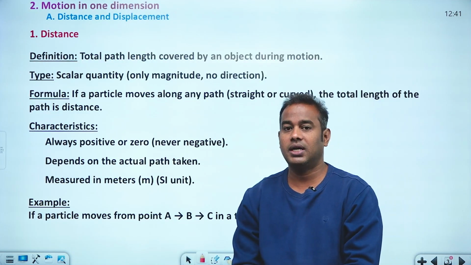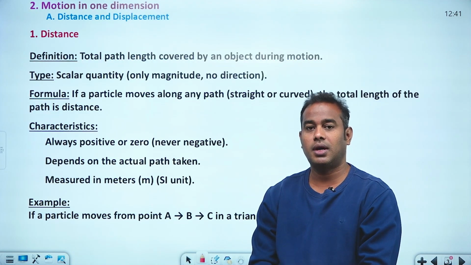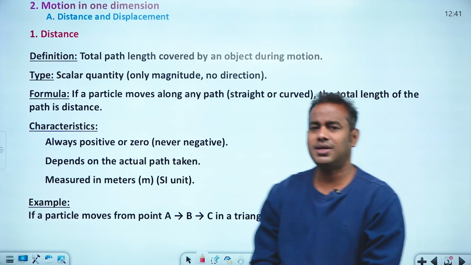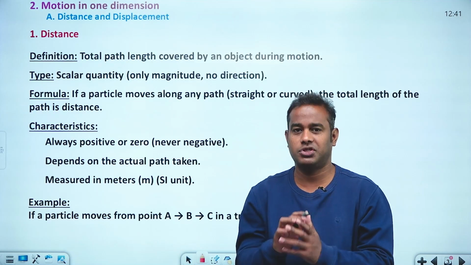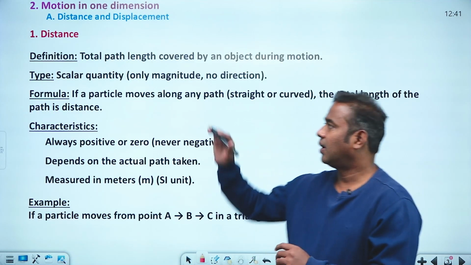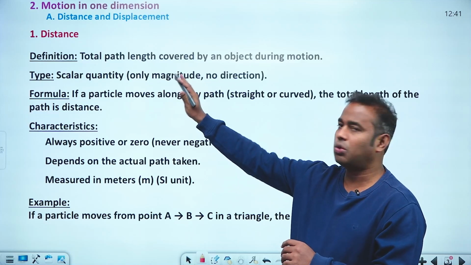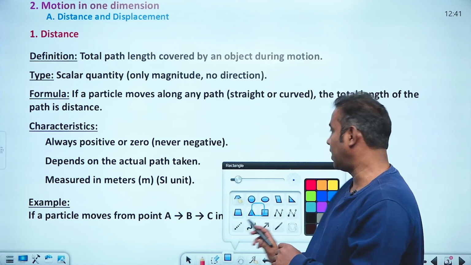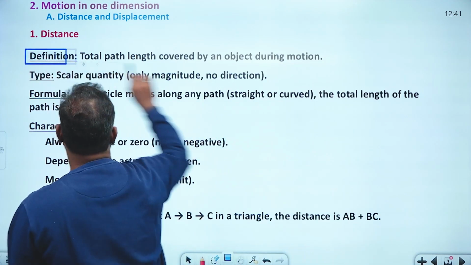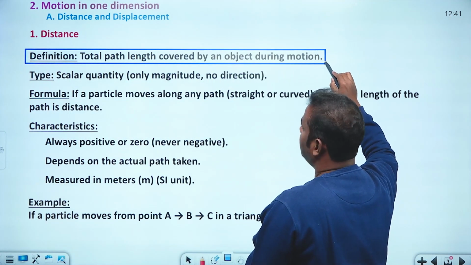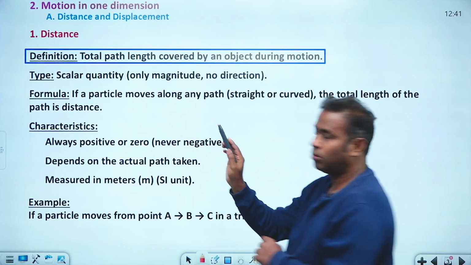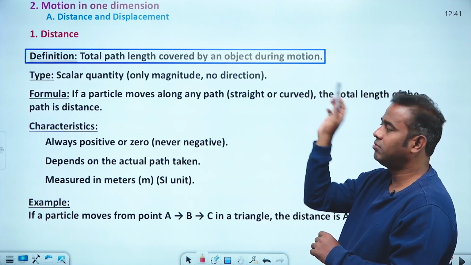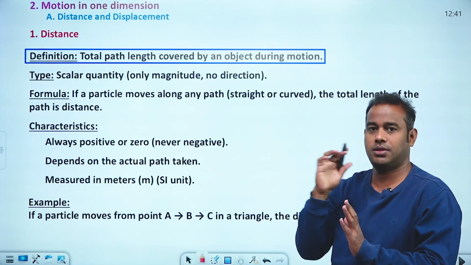When you come to the understanding of distance and displacement, the first one is distance. Just as per the standard definition. So what is the standard definition? The distance definition is the total path length covered by an object during motion. I'm just trying to highlight this definition here. Look at this point: the total path length covered by an object during motion. The total path length. Okay.